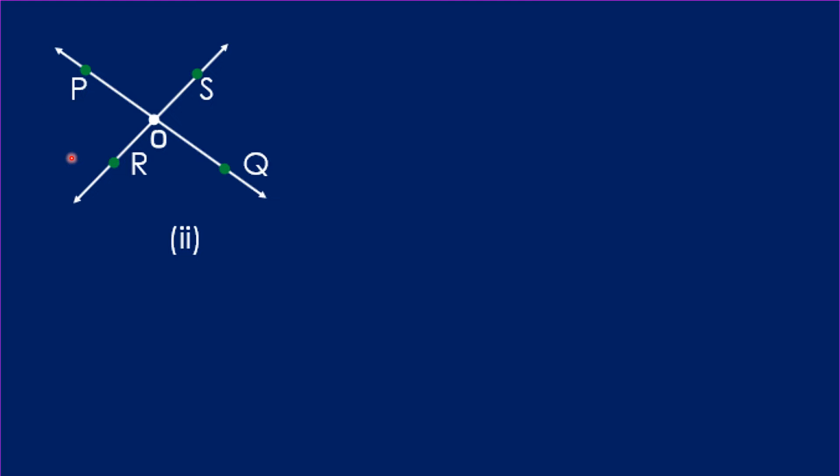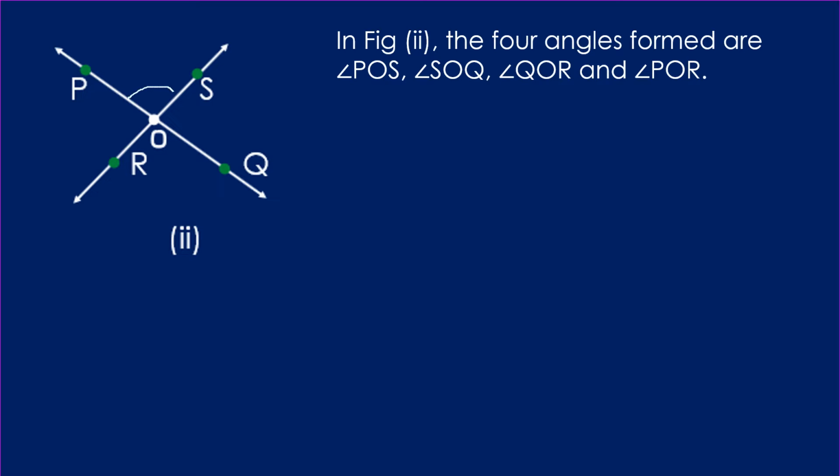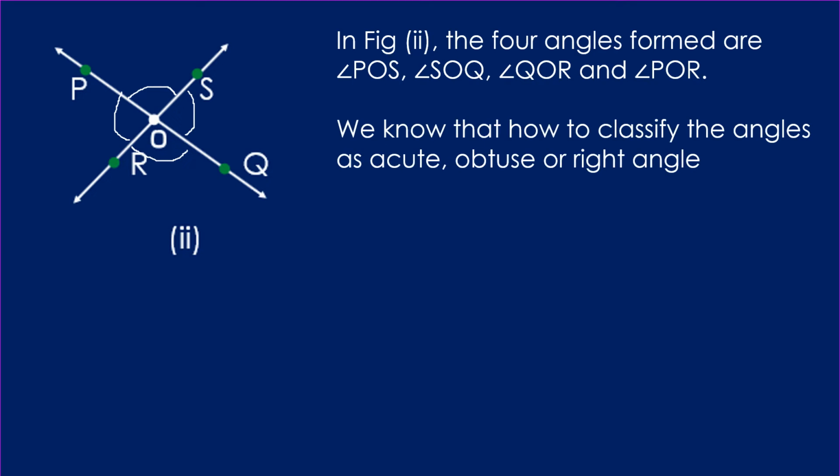So here the two lines RS and PQ are intersecting at the point O, and how many angles are obtained? There are totally 4 angles obtained. One is angle POS and second angle SOQ and the next angle ROQ and one more angle, it is POR. So like this, by the intersection of the two lines or line segments, the angles are obtained. And also we know how to classify the acute angle, obtuse angle and right angle.